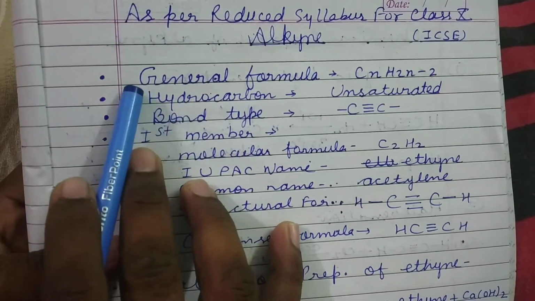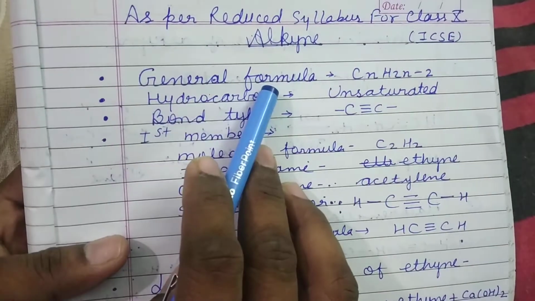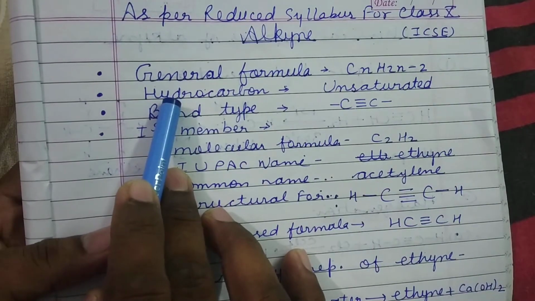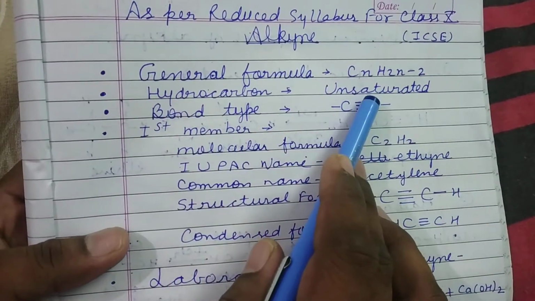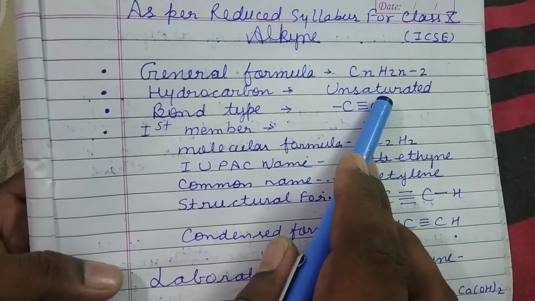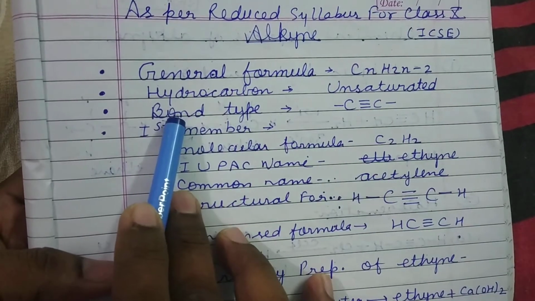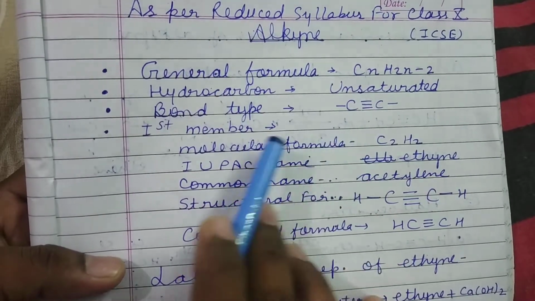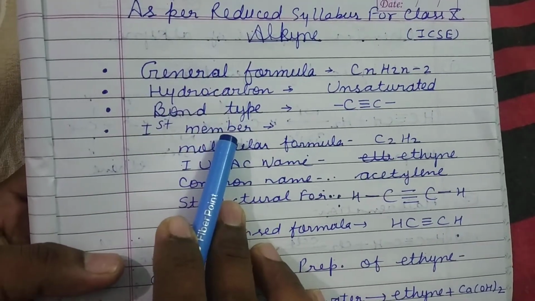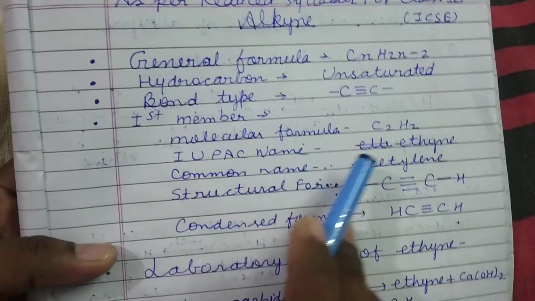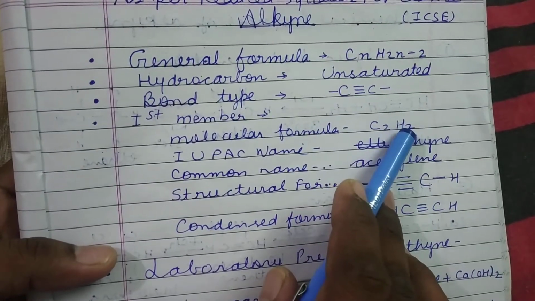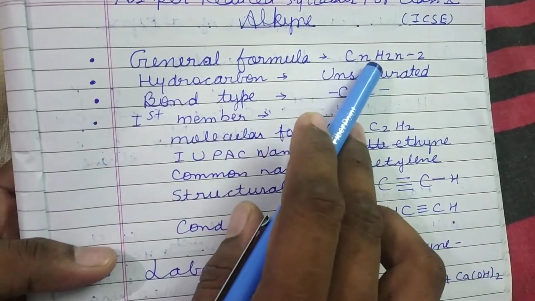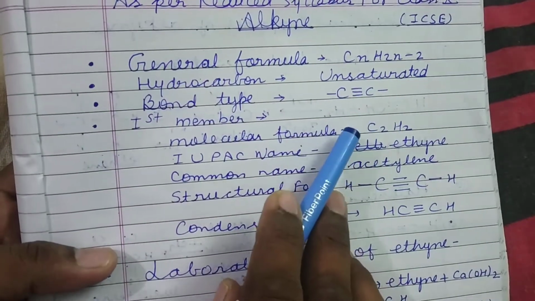First, we will discuss the general formula of alkyne, CnH2n minus 2. What type of hydrocarbon is this? Like alkene, this is an unsaturated hydrocarbon. Here the bond type is carbon-carbon triple bond. In alkene, there is a carbon-carbon double bond. The first member of the alkyne series is C2H2. Like alkene, you will start with 2 carbons in this general formula, not a single carbon.